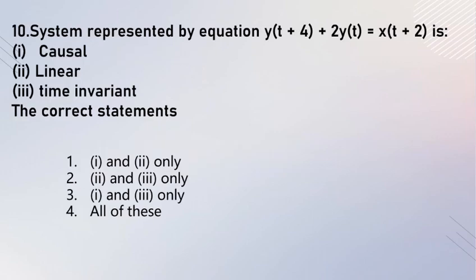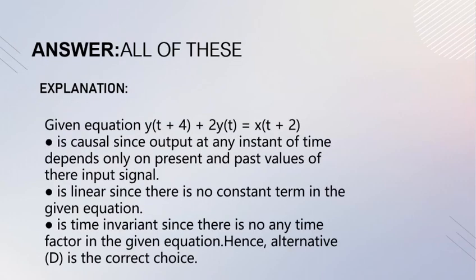System represented by the equation y of t plus 4 plus 2y of t plus x of t plus 2 is? For the given equation, it is causal because the output at the time depends only on present and past values of the input signals, and it is linear since there are no constant terms in the given equation, and it is also time invariant since there are no time factors in the given equation. So the answer is all of the above.